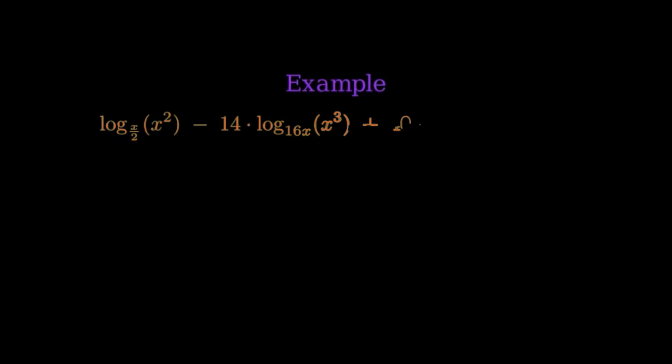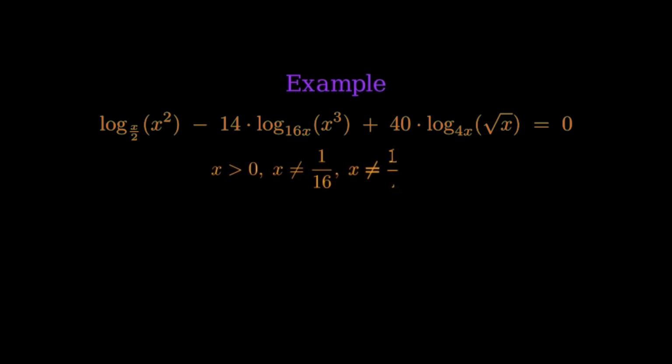Let's display the example and the domain restrictions. Step 1. Apply the power rule of logarithms to each term. Log base x over 2 of x squared becomes 2 times log base x over 2 of x. Log base 16x of x cubed becomes 3 times log base 16x of x. Log base 4x of the square root of x becomes 1/2 times log base 4x of x.